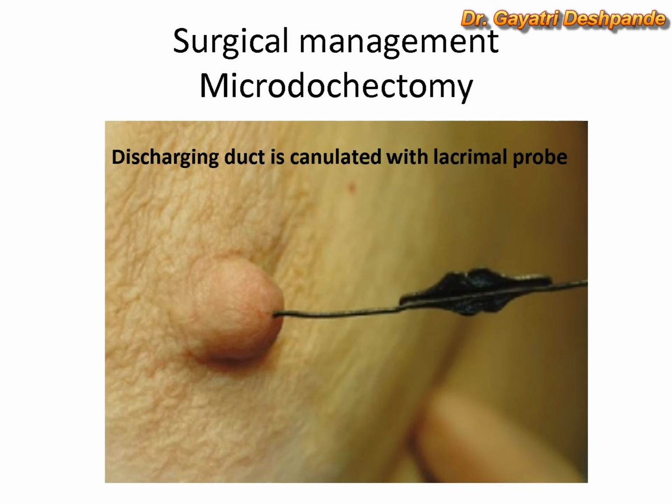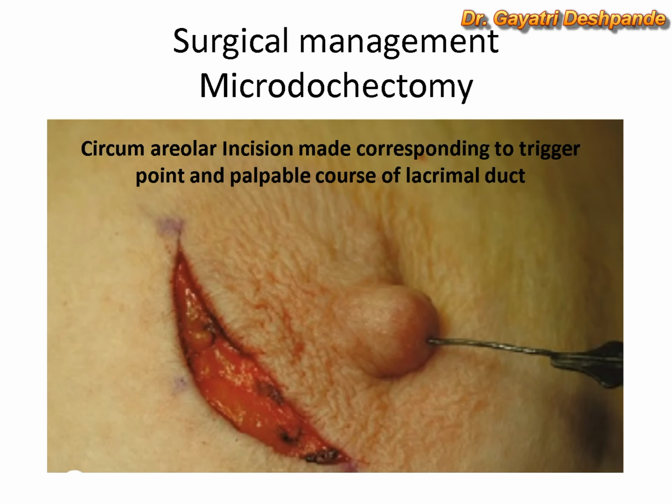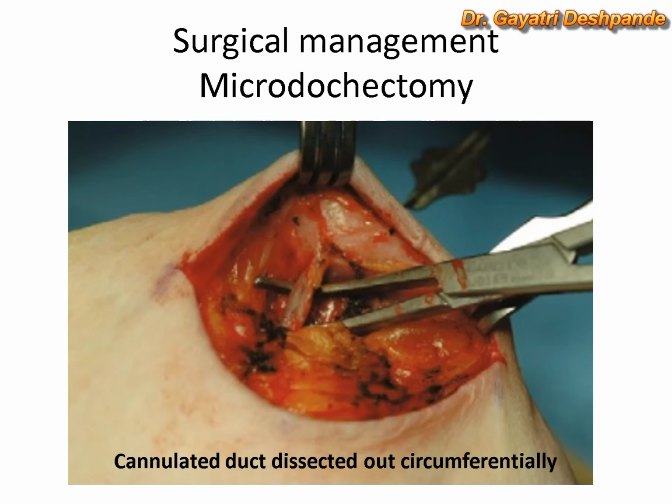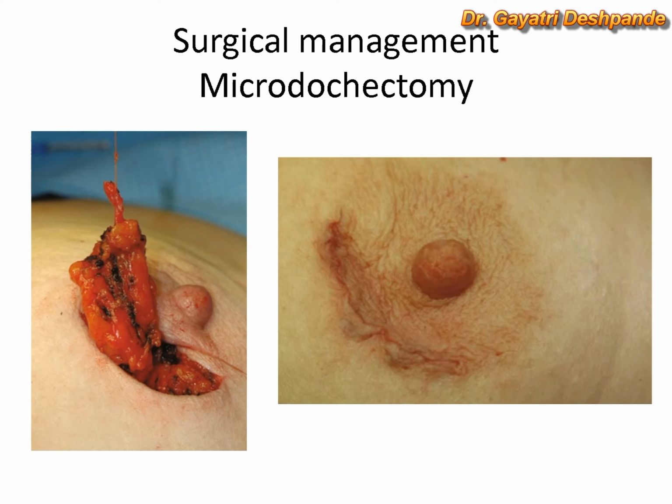The surgical treatment for single duct lesion is microdochectomy. Here, the discharging duct is cannulated with a lacrimal probe. A circumareolar incision is made corresponding to the trigger point and the palpable course of the lacrimal duct probe. The pathological duct is easily dissected out circumferentially, guided by the lacrimal duct probe. And the duct is labeled, tied and completely excised in toto.